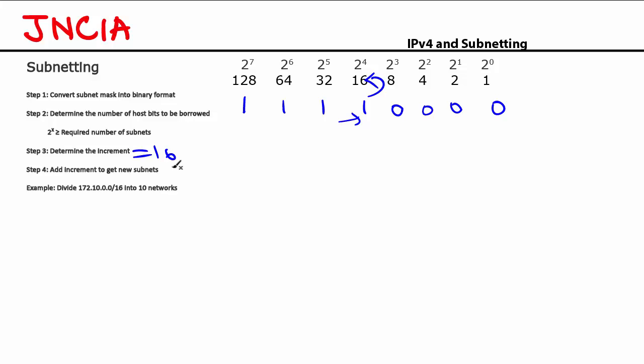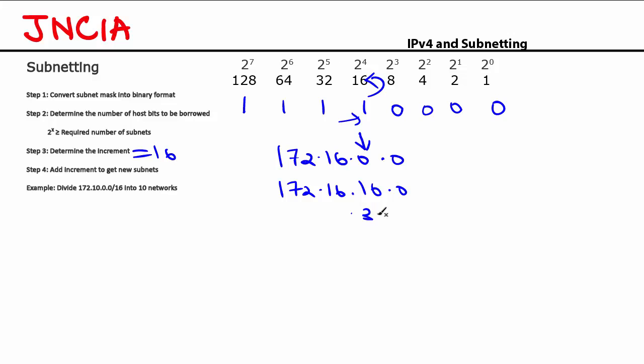The last step says add the increment to get new subnets. The original network address that we've been given is 172.16.0.0. Where do we add the increment is the question. We need to add the increment to the octet from where we borrowed the bits. In this case, we borrowed bits from the third octet, so we're going to add the increment in the third octet. Let's start doing that. Adding 16 to the original network address will give you 172.16.16.0.